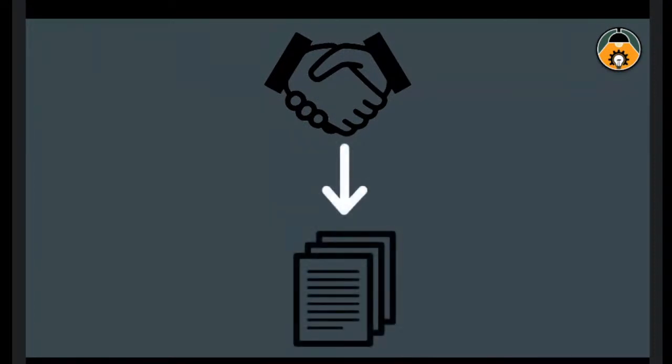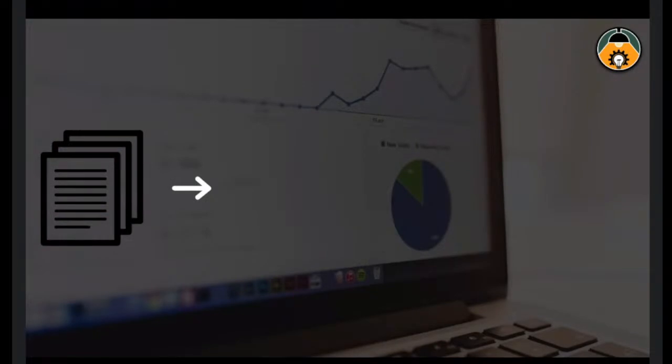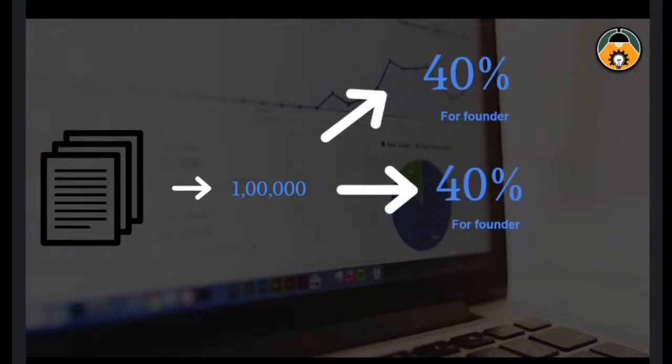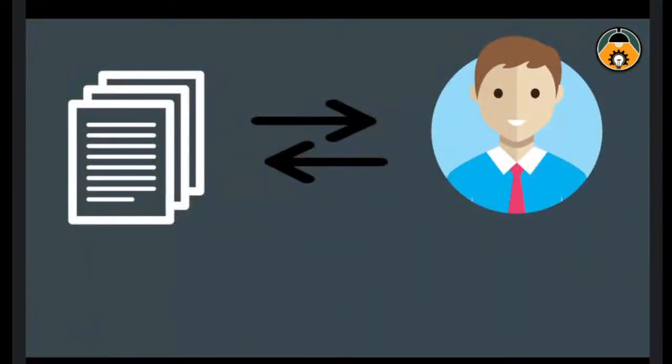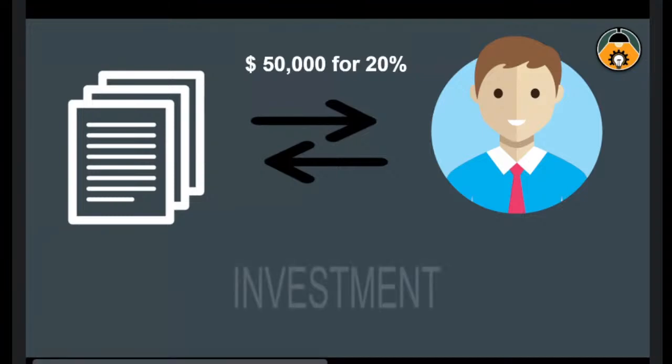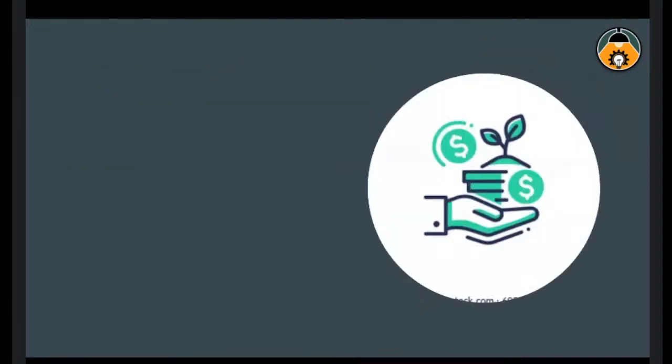Now assume Rishabh sir and Prajwal sir got funding for the startup. They issue shares of the company. At the initial stage, they issue around 1 lakh shares. As they are the founders, it's their right to choose how much they will get. So they decided 40% each will go to them and 20% to friends or family. Now, I showed interest in their startup. Just assume I invested $50,000 for 20% stake in their company. This is known as investment, and at such an early stage, this is called seed investment.